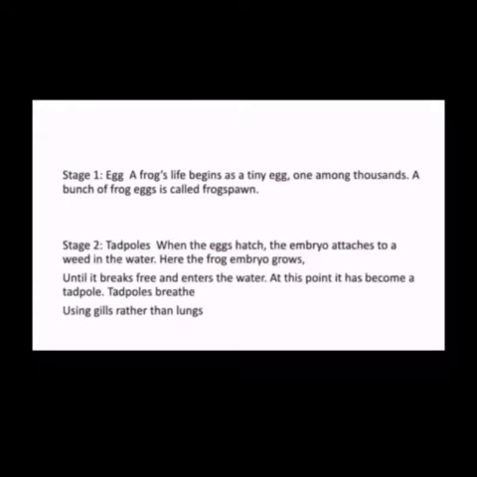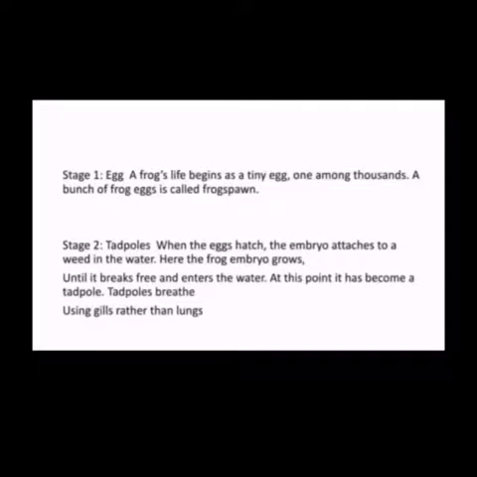Egg. A frog's life begins as a tiny egg, one among thousands. A mass of frog eggs is called frog spawn. Tadpoles. When the eggs hatch, the embryo attaches to a weed in the water. There a frog embryo grows until it breaks free and enters the water.